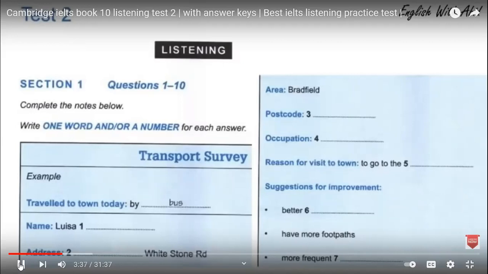What is the reason for you coming into town today? Actually, it's not for shopping today, which would be my normal reason, but to see the dentist. Right. Thanks. Already you have got the information. She hasn't come here for shopping, but she has come here for another reason. What is the reason? To go to the dentist.